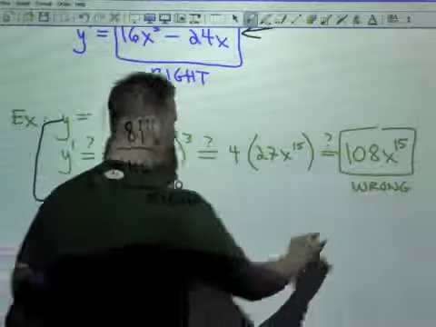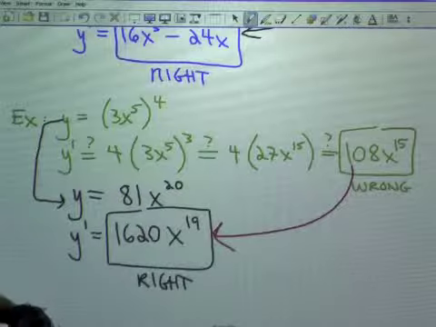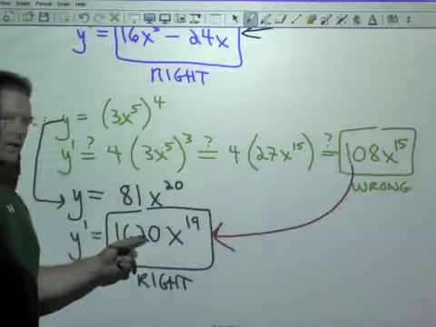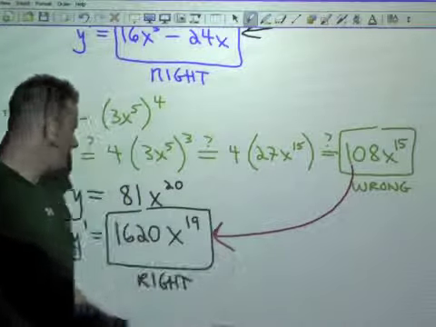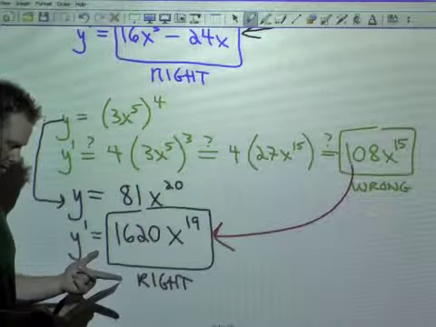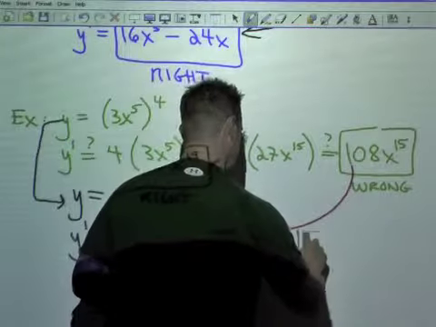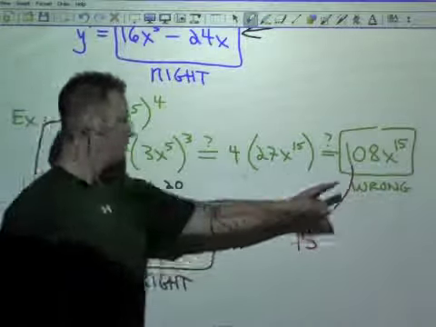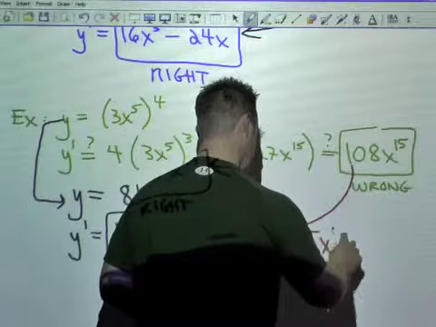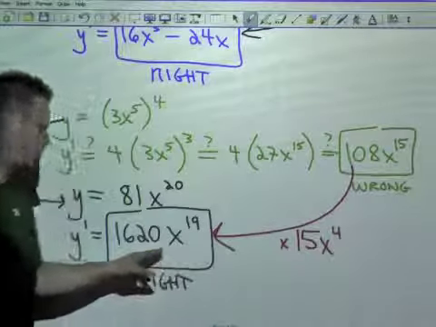How would I get from this wrong answer to that right answer? What would you multiply by? Well, it's just a monomial this time. So 108 times it by what is 1620? You just use your calculator to do a division. And 1620 divided by 108 turns out to be, let's see, I think that's 15. Okay. And then what do I multiply x to the 15th by to get x to the 19th? Well, that's x to the 4th. So I can take the wrong answer, multiply it by 15x to the 4th to get the right answer.